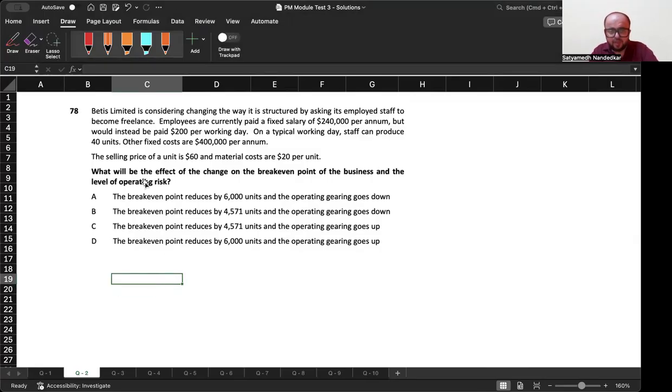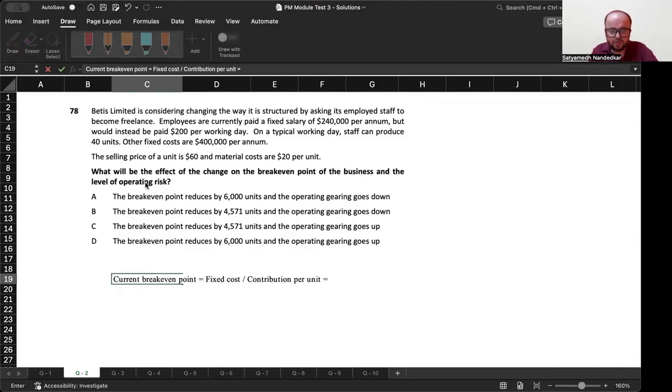See, they have asked you what will be the change on break-even point, which means you will need the current break-even point and you will need the break-even point after these changes have happened. Okay, current break-even point. What is the current break-even point? It is fixed cost upon contribution per unit.